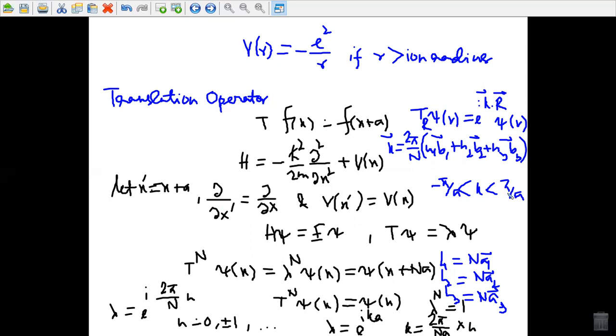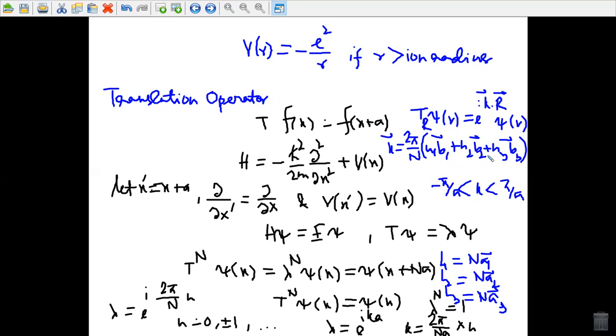For more than one dimension, the translation operator T_R translates by a lattice vector R. That is, T_R operating on psi(r) is equal to e to the power i k dot R psi(r), where k is equal to simply 2 pi by N, n1 b1 plus n2 b2 plus n3 b3, where n1, n2, n3 are integers and b1, b2, b3 are primitive translations of the reciprocal lattice.